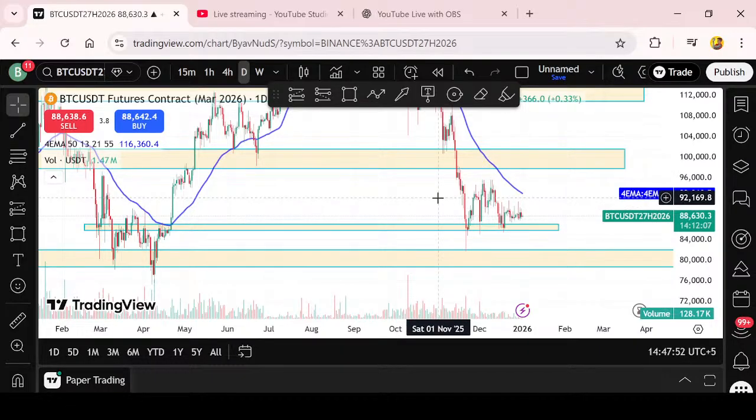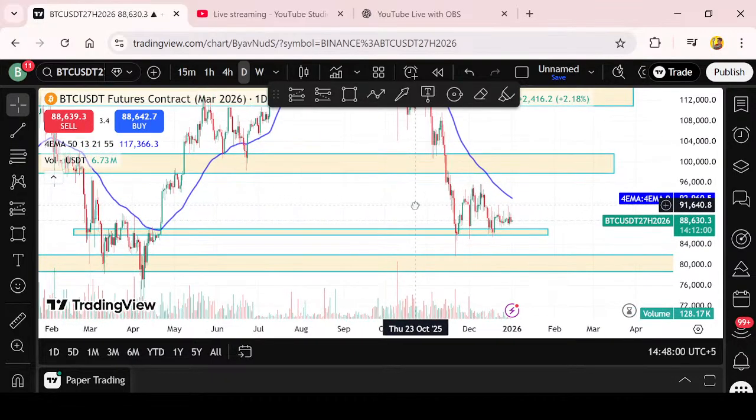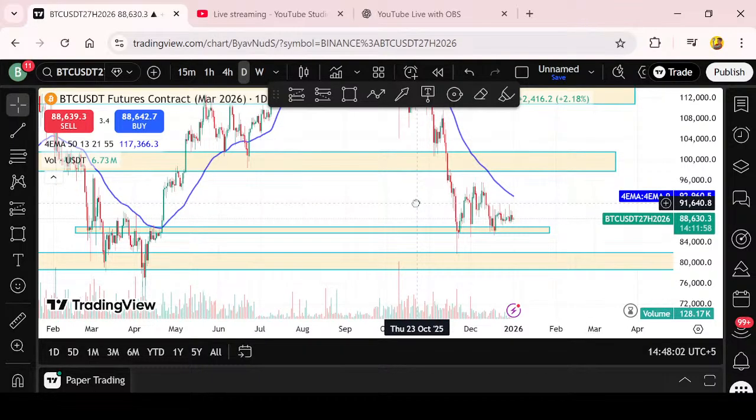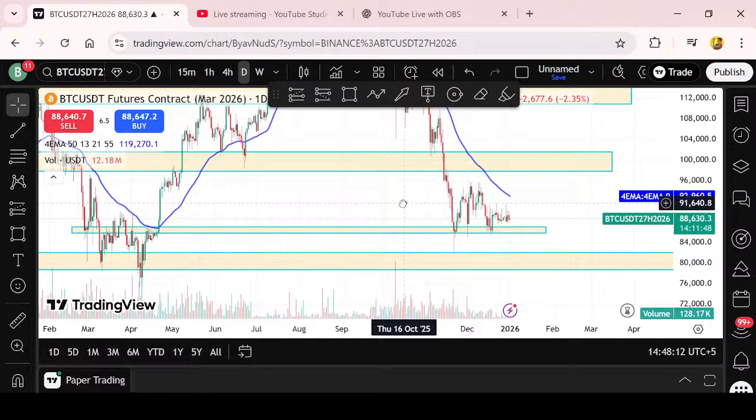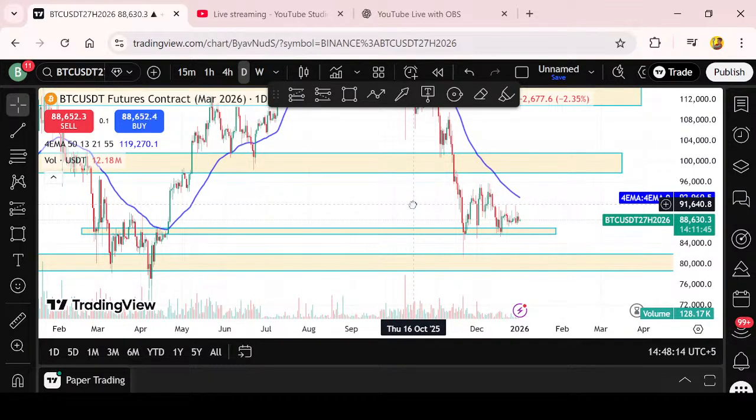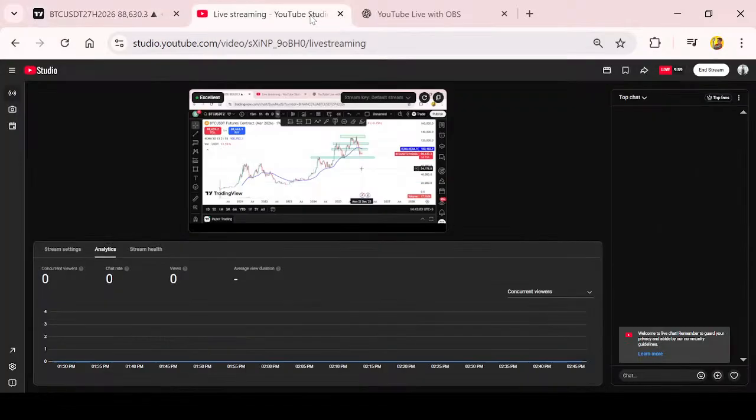Let me make one thing clear. We cannot trade if we don't know the direction of the trend. I can only trade if I know that it is upward or downward, or sideways. It makes no sense if you are taking a trade and you don't know where it's going, up or down.